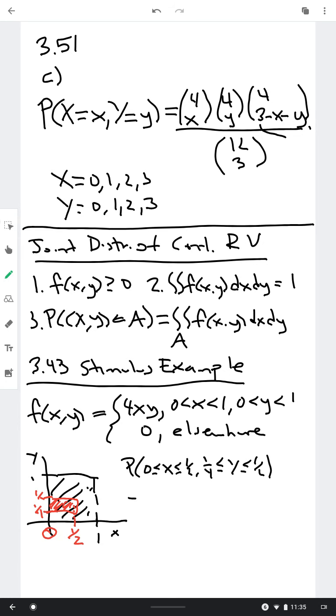We can find that by integrating, and it doesn't matter which one you put first. You can do dx dy, or dy dx. I have my function 4xy, and I'm going to do dy dx, because why not? So y goes first, from 1/4 to 1/2, and x goes from 0 to 1/2. If you plug that in and work it out, you get 3/64. Here's my answer.